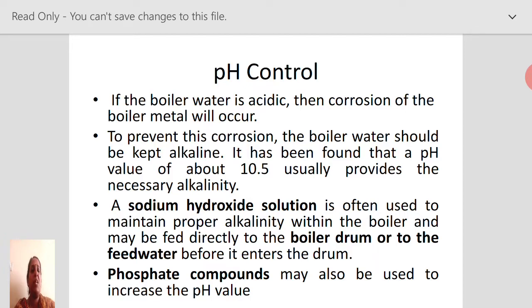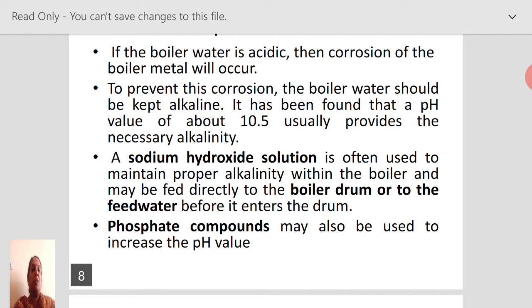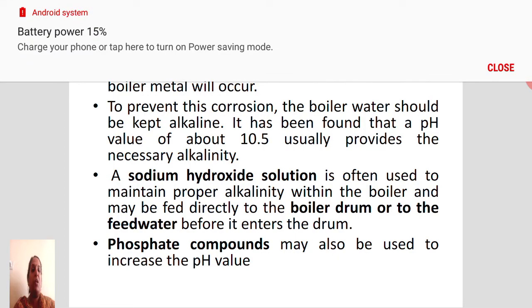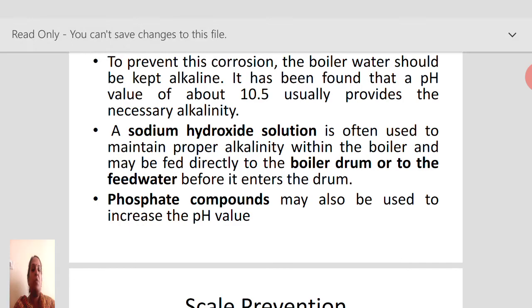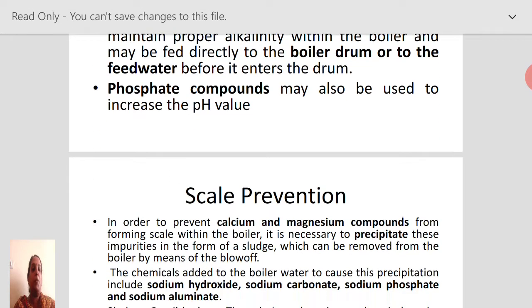So pH is a very important thing that has to be maintained in boilers, because if the boiler water is acidic, then corrosion of the boiler metal will occur. So normally we make the pH alkaline, preferably from 8.5 to 10.5. To maintain this alkaline range, we add sodium hydroxide solution, which can be added directly to the boiler drum or to the feed water before it enters the drum. Sometimes phosphate compounds are also used to increase the pH value.